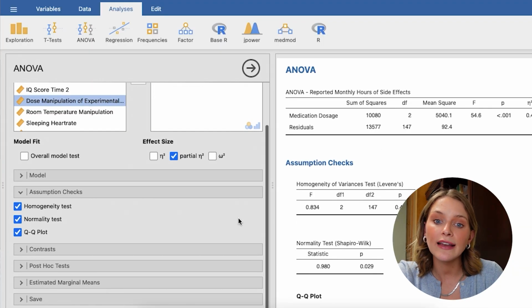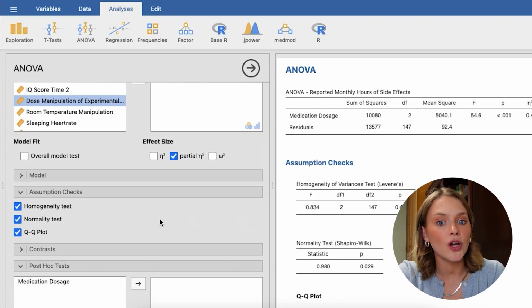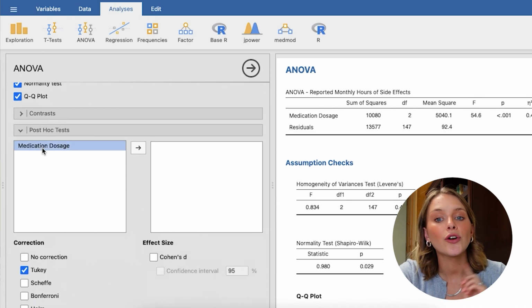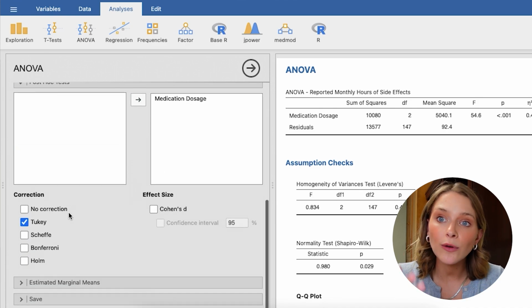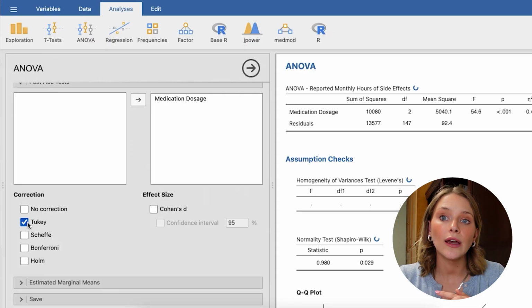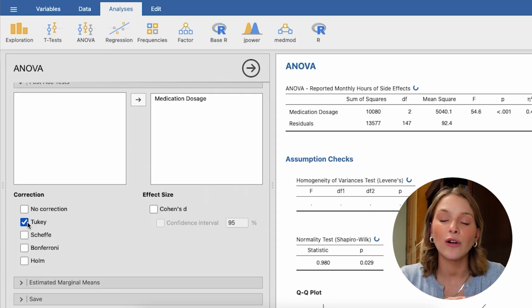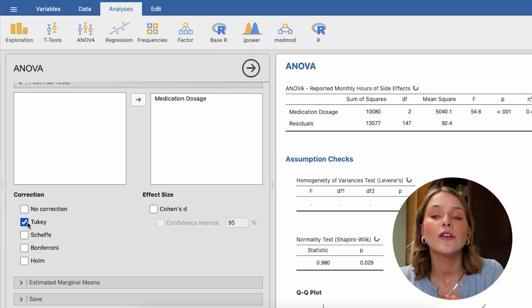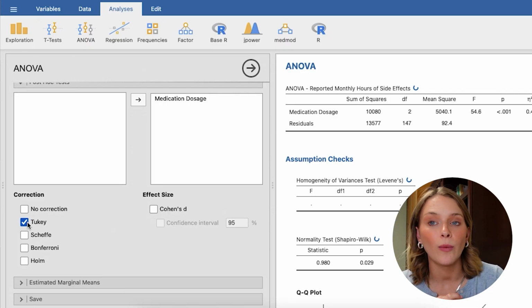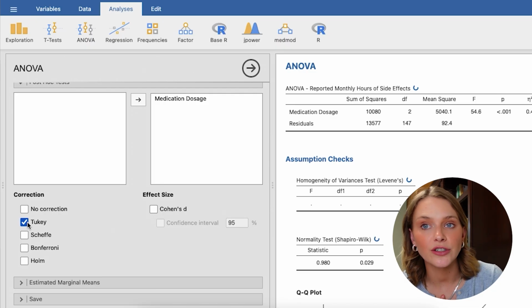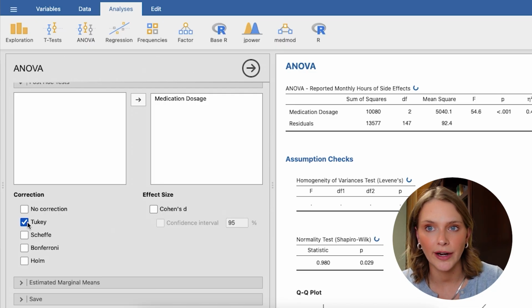So we have three groups. Again, we have the low dose, the medium dose, and the high dosage groups. So we need to conduct a post hoc test to find out which groups are different. So you can go to post hoc tests, move medication dosage over, and you need to choose a correction factor, because since we are running multiple analyses, we run the risk of inflating our type 1 error rate or our rate of getting false positives. So all of the different options here are ways that you can apply a correction factor to those additional analyses to control that type 1 error rate.